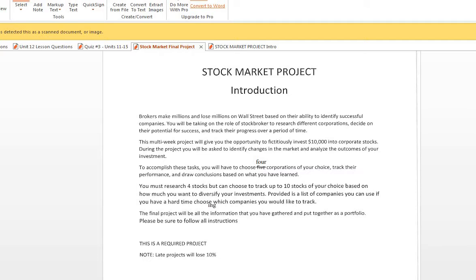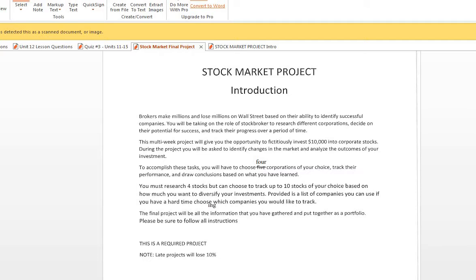So we're doing this project because brokers have made millions and they lose millions on Wall Street based on their ability to identify what are good, successful stock corporations that you would want to put your money into and which ones are doing poorly and would make a poor choice for an investment. So you're going to be taking on the role of a stockbroker to research different corporations, decide which ones are going to be successful for you and the money that you're investing, and you're going to track the progress of them over a period of time.